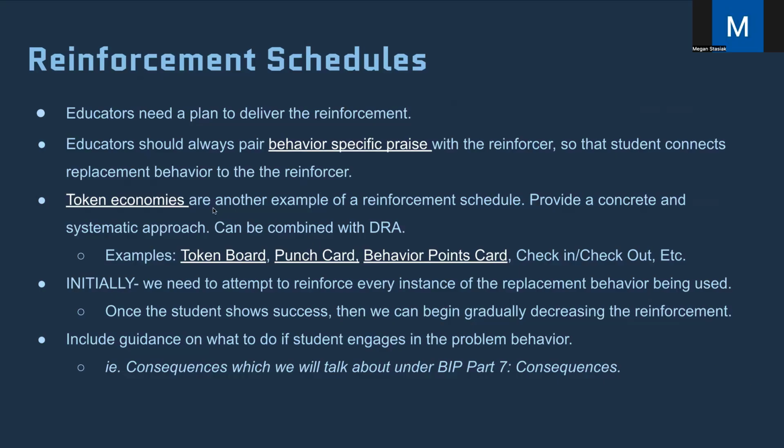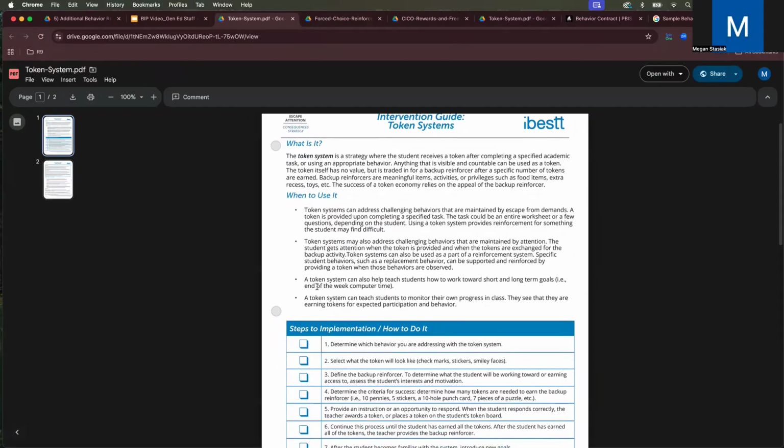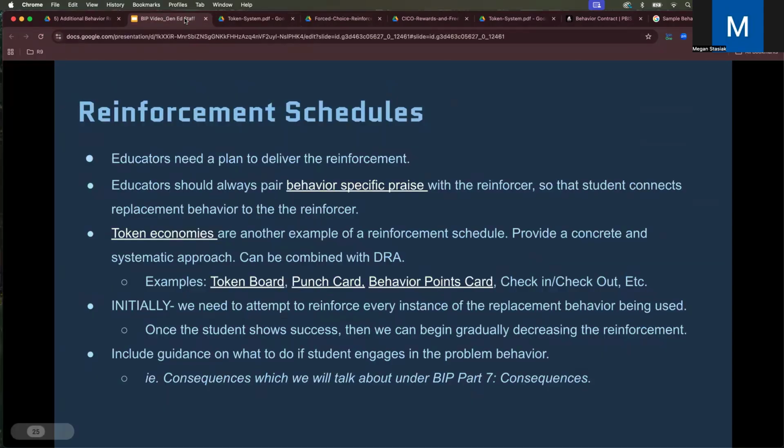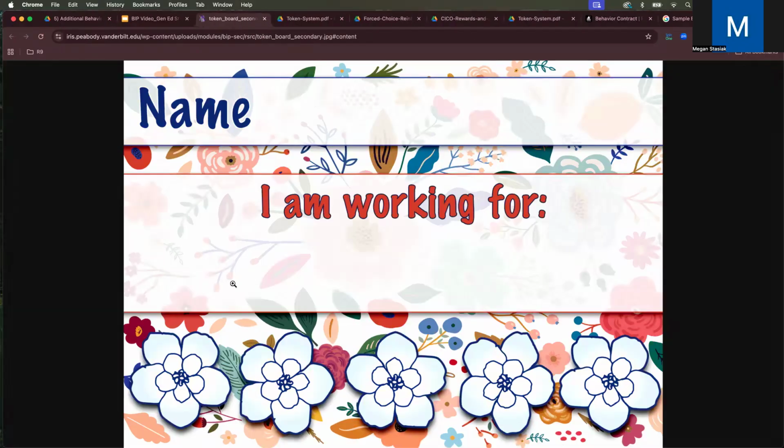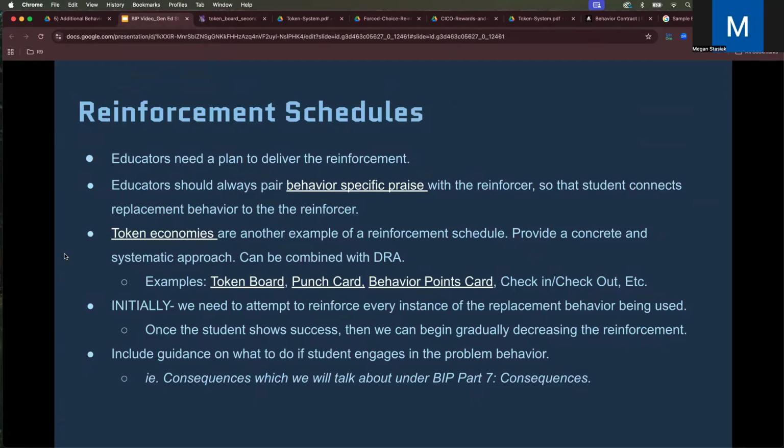We could also use token economies. I do have an article linked here that will also be shared specifically on what token economies are. Basically, students can earn stamps or, in this example, flowers, and every time they get five, they earn a reward. And again, the rewards don't have to be big. It could sometimes be a handshake. It could be free time. It could be a treasure box or a pencil. It really just depends on your student. And we can combine that again with that behavior-specific praise.